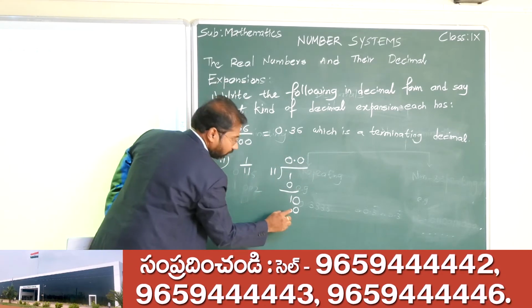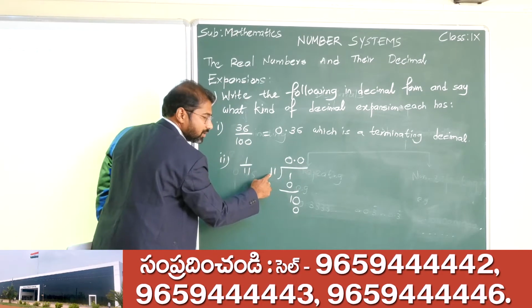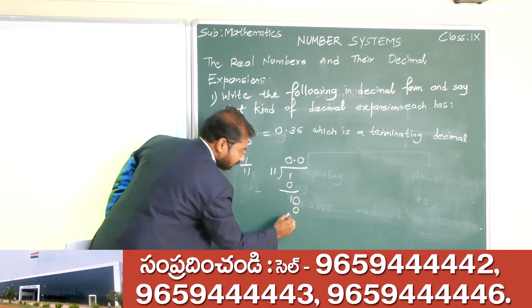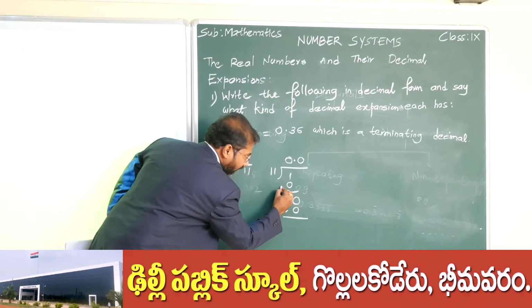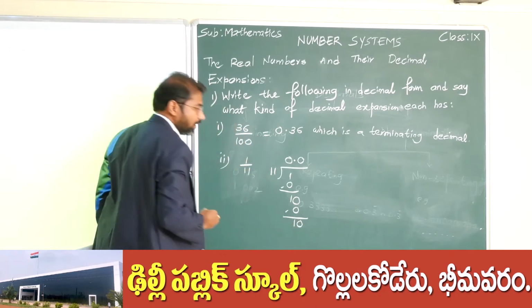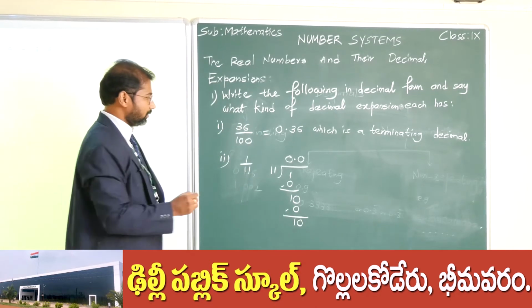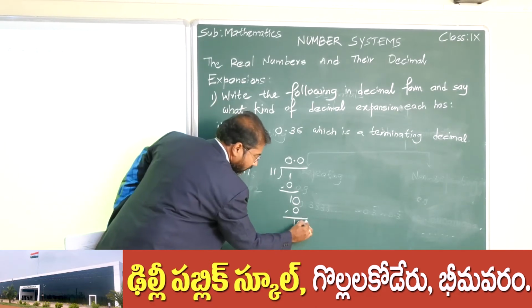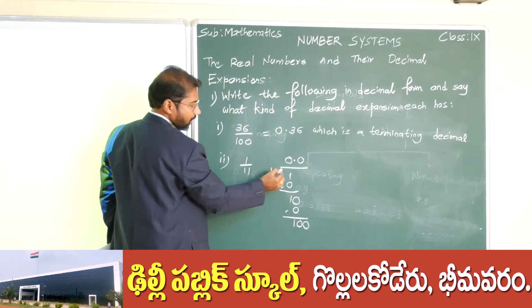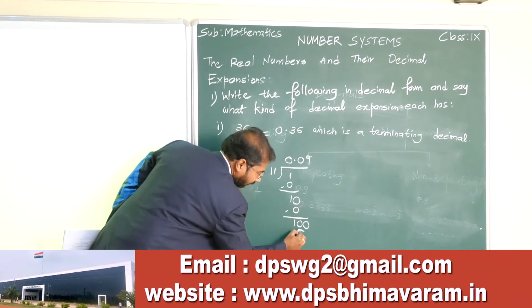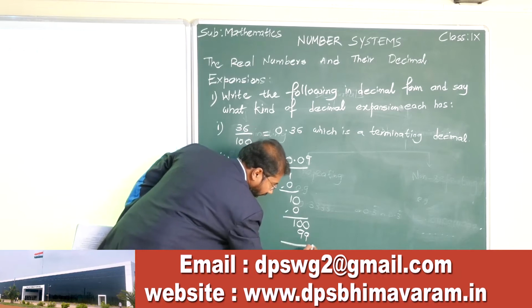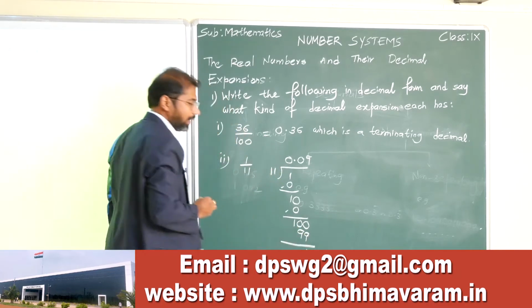Zeros are 0 because 10 is smaller than the divisor 11. So 11 zeros are 0. When you subtract, you will get remainder as 10. Add one more 0. So 11 nines are 99. I got 1 as remainder.